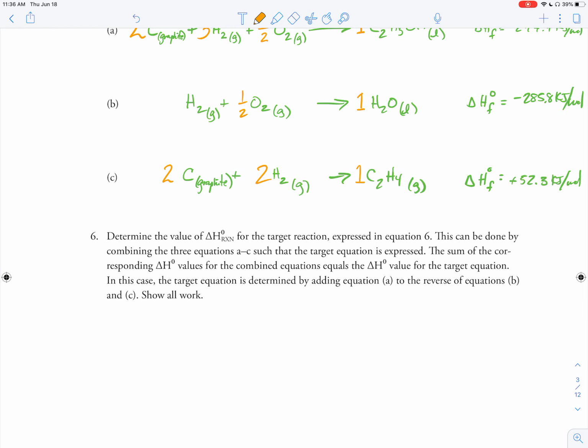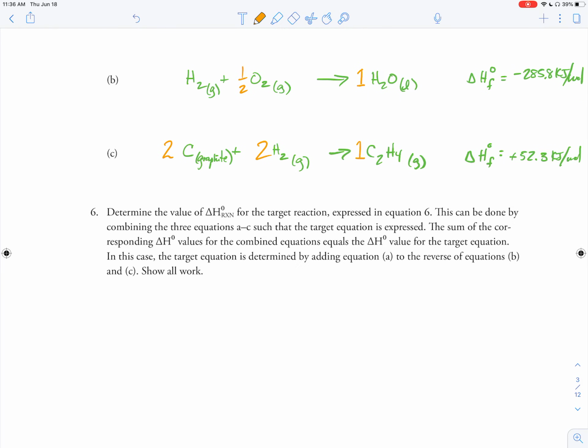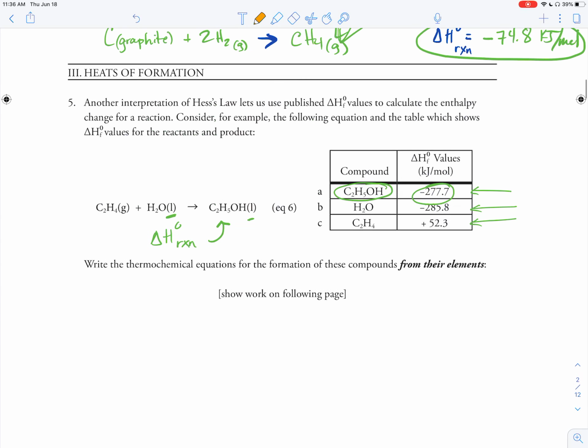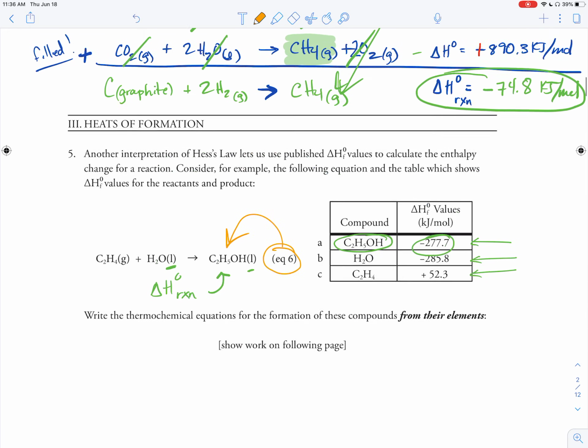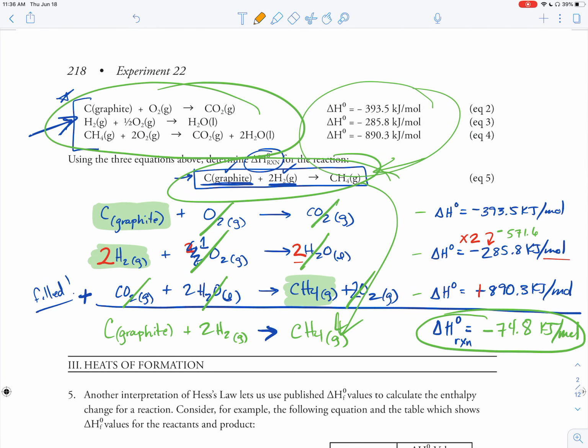So for this one, number 6, it says determine the delta H naught for the reaction expressed in equation 6. And what we mean by equation 6 is this little guy right here. So we were trying to figure out what's the delta H naught reaction for that particular substance. But we're going to use the reactions and the delta H naught values from this section. And so essentially we're doing a second problem like the one we just did above.